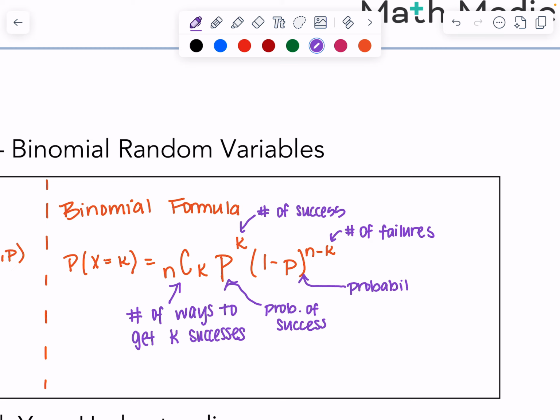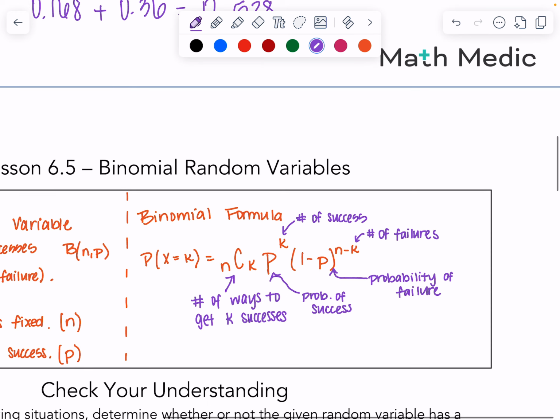Probability of failure. All right, so that's what all the pieces mean. Again, this means the number of ways you can get a success. This right here, the p to the k, represents the probability of success raised to the number of successes. And then the last part here represents our failure piece. So the probability of failure raised to the number of failures.